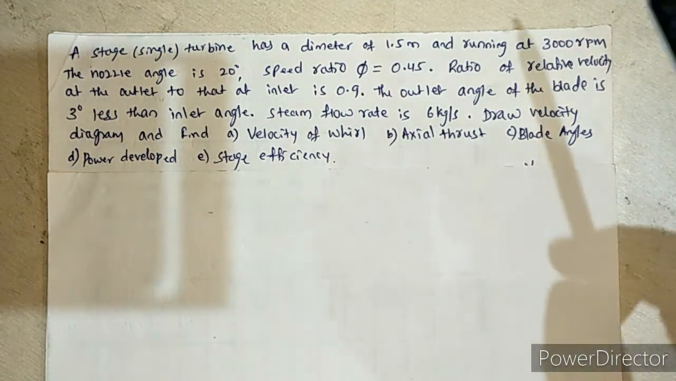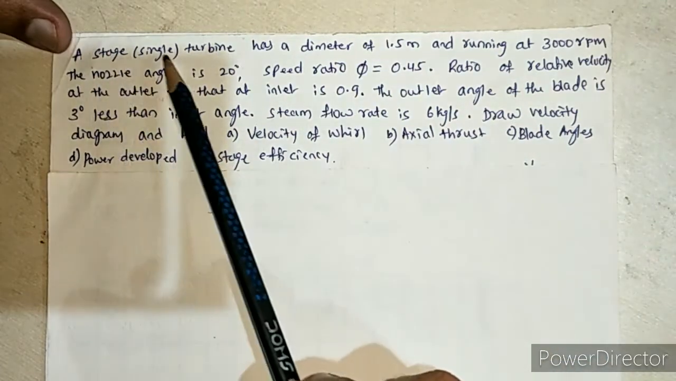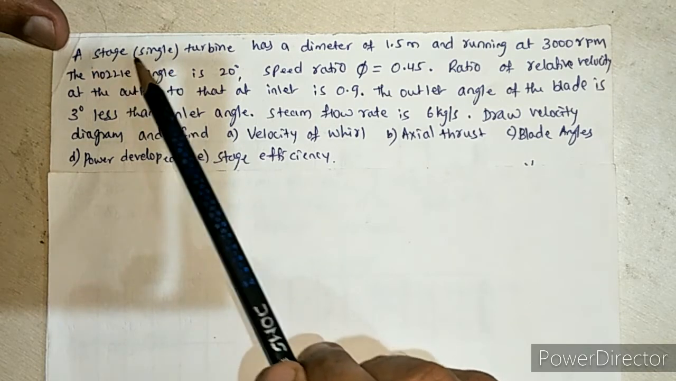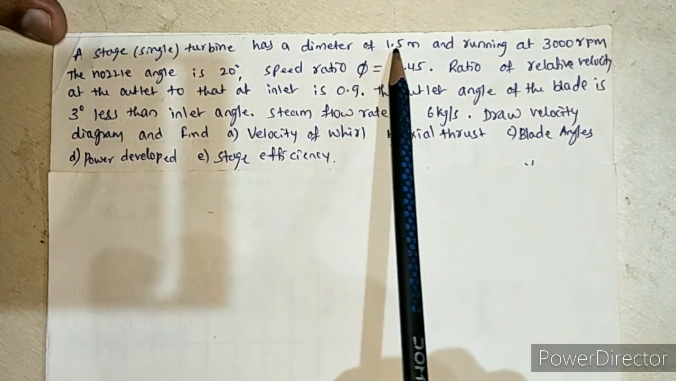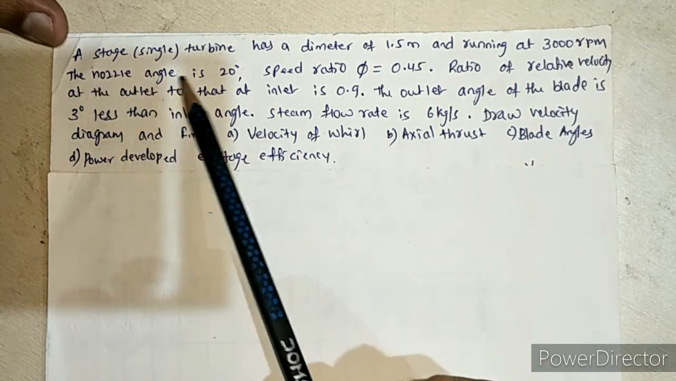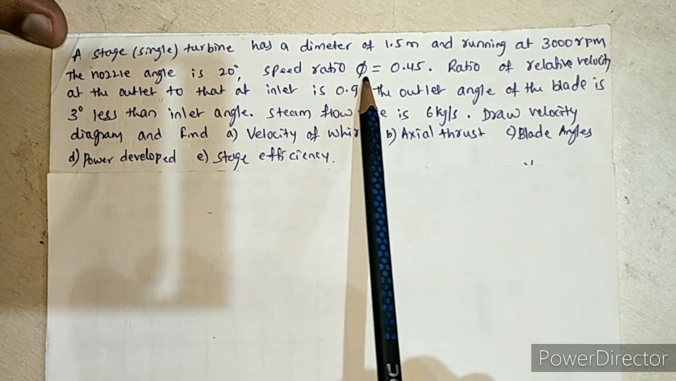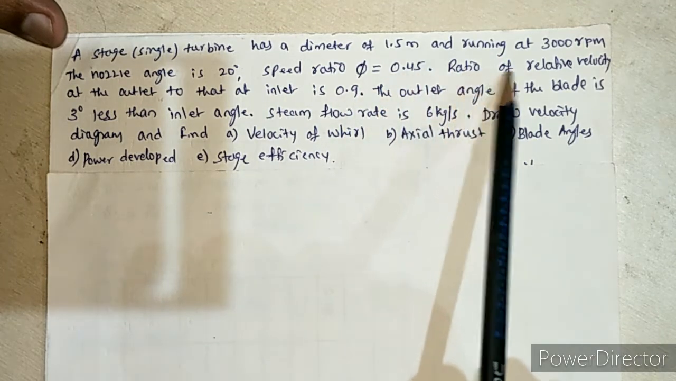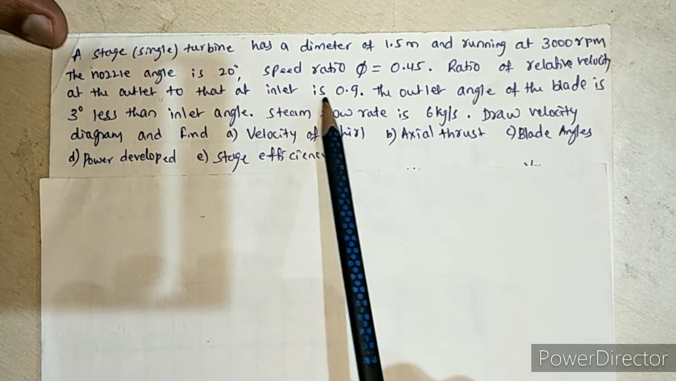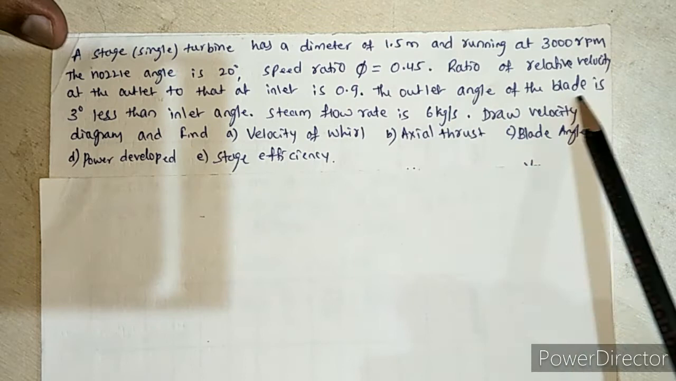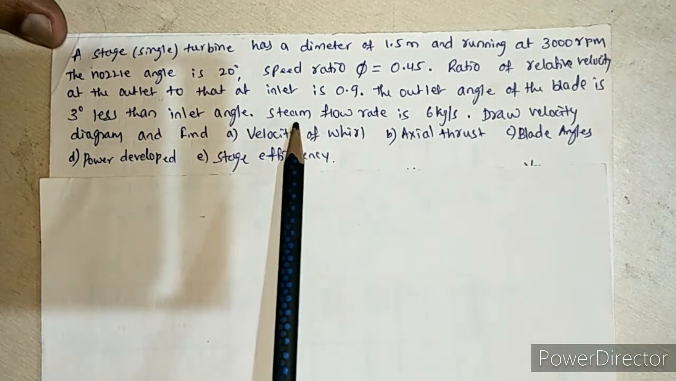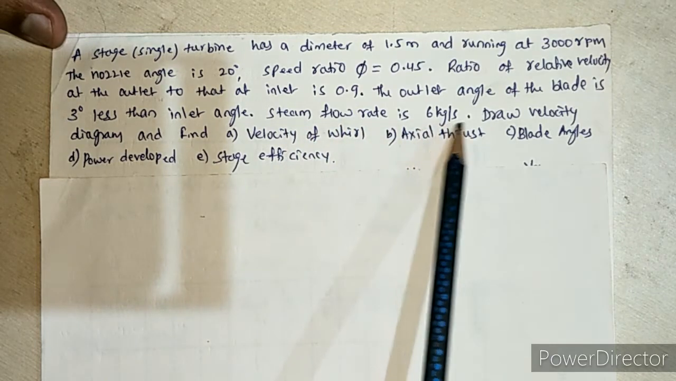So the problem statement is something like this: a single stage turbine has a diameter of 1.5 meters and is running at 3000 rpm. The nozzle angle is 20 degrees. Speed ratio phi is equal to 0.45. The ratio of relative velocity at the outlet to that at inlet is 0.9. The outlet angle of the blade is 3 degrees less than the inlet angle. Steam flow rate is 6 kg per second.